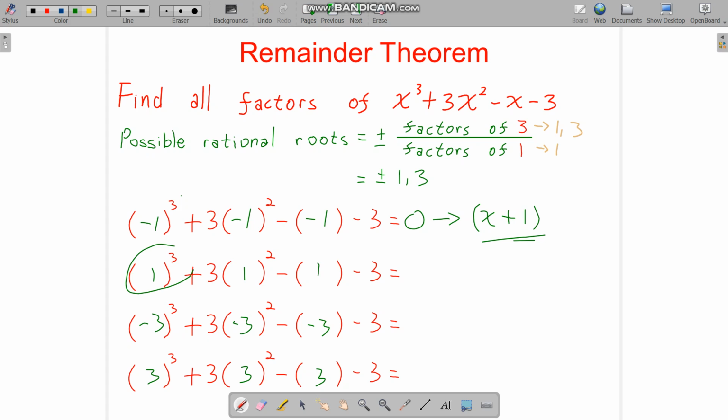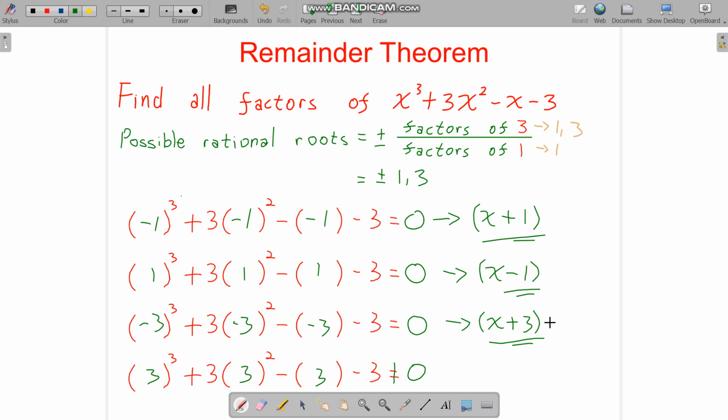Now if we plug in 1, we get 1 plus 3 minus 1 minus 3, also 0. So that means x minus 1 is also a factor. If we plug in minus 3, we get minus 27 plus 27 minus 3 plus 3, also 0. So this means minus 3 is a root, and x plus 3 is also a factor. Well, we don't even need to try the fourth possibility here because it's a cubic. We can only have 3 factors at maximum, so this is obviously not 0. That's it. We have all the factors.